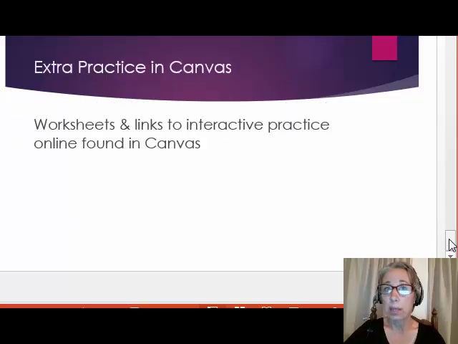If you have never balanced a chemical equation before, you will find extra practice in the form of a worksheet, as well as links to interactive practice in Canvas. Like any concept based on math, balancing chemical equations takes practice.